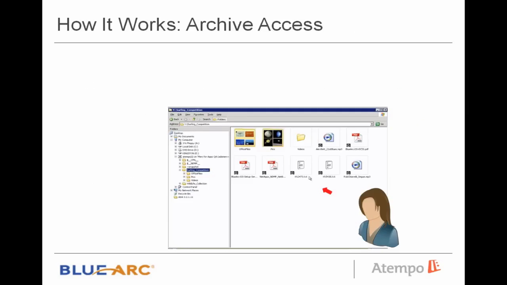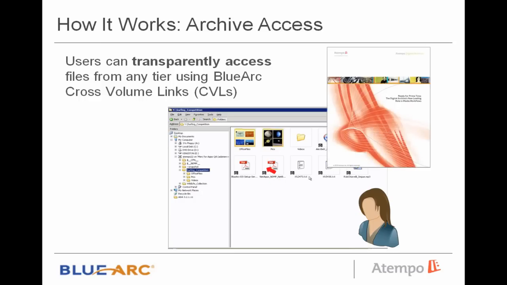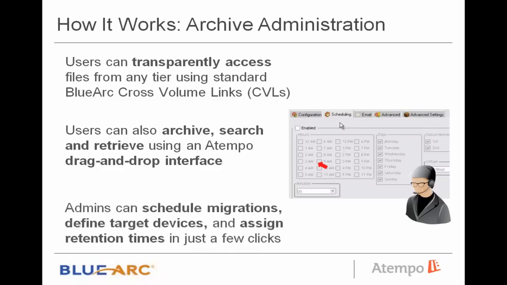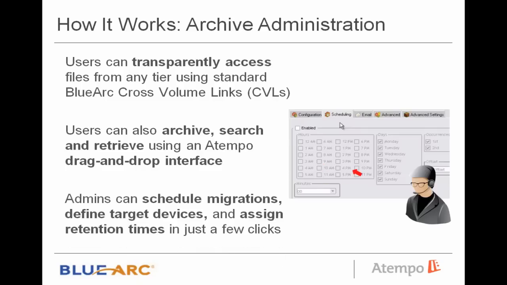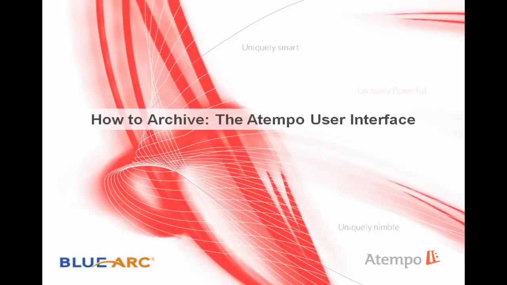How simple can it be? Users can transparently access files from any tier based on BlueArc cross-volume links. Users can also archive, search, and retrieve using an Atempo drag-and-drop interface. And administrators can schedule migrations, define target devices, and assign retention times in just a few clicks. Let us show you how it works.